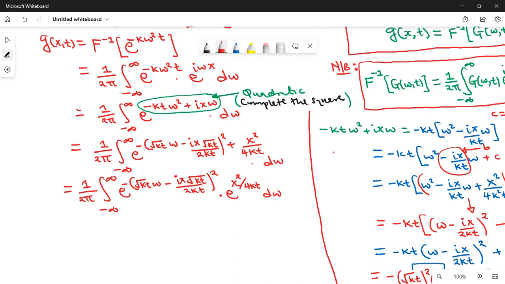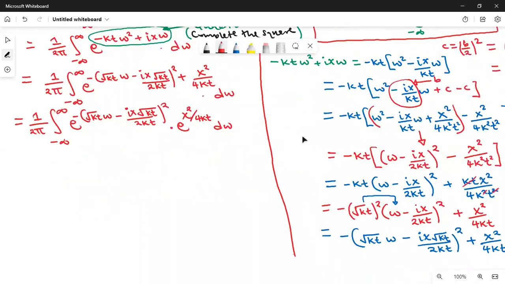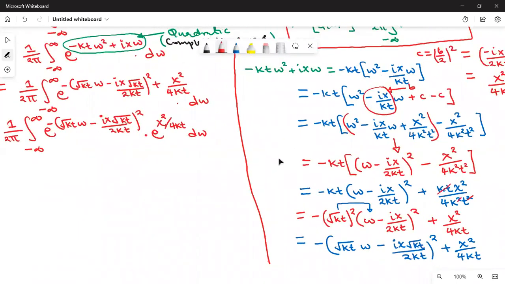Now, anything that does not depend on omega can be factored out. Anything which does not depend on omega can be factored out. And so what are we going to get when we factor out the exponential x squared over 4kt? Let's see. There's some sign that we have missed. Let's just go back to our completing the square.